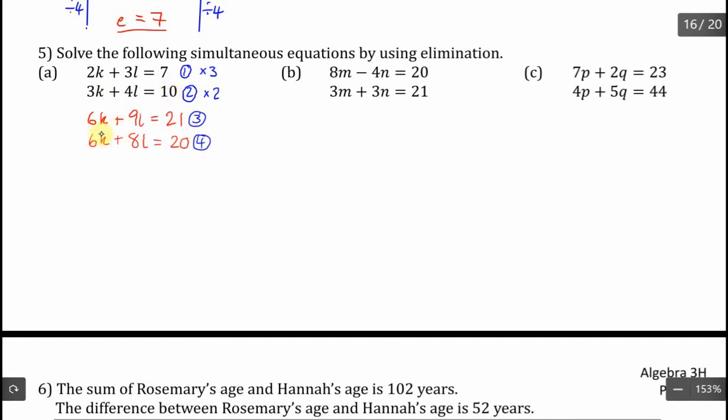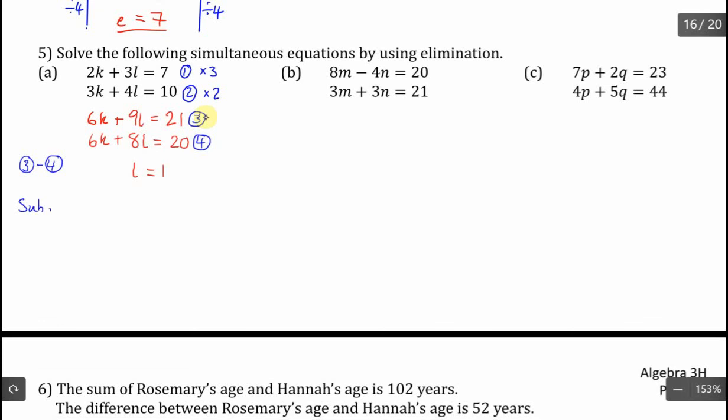So to eliminate the 6k's, they're the same sign, they're both positive, so I'm going to subtract. And I might as well subtract 4 from equation 3. So just going to tell the marker that that's what I'm doing. That will eliminate the k's, that will leave me 1l, and that will leave me 1. So nothing to solve there. It's ready to substitute in.